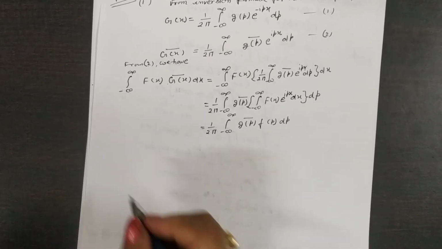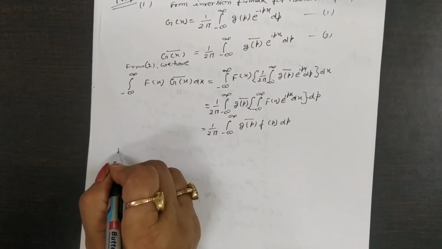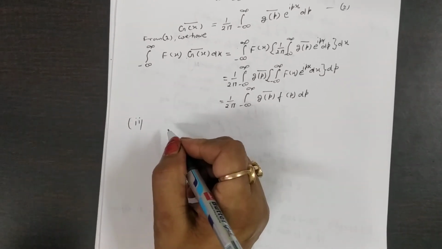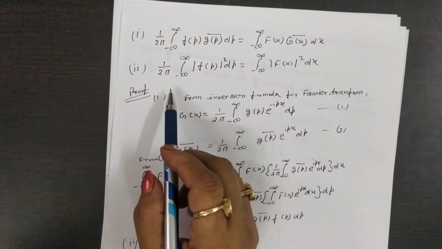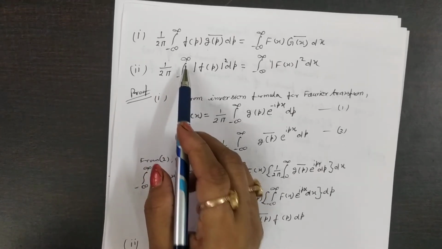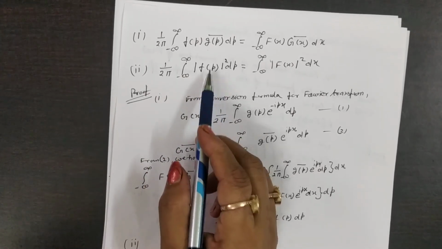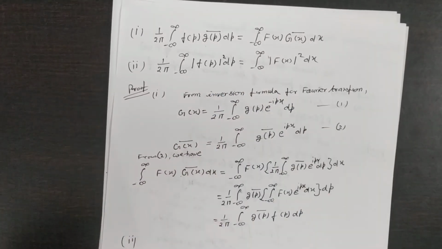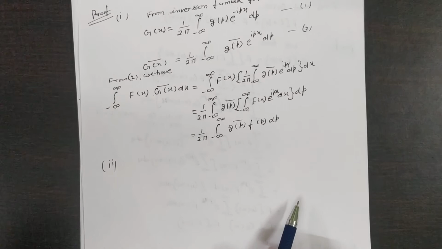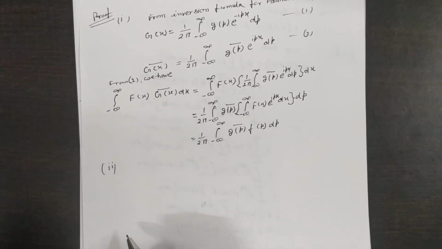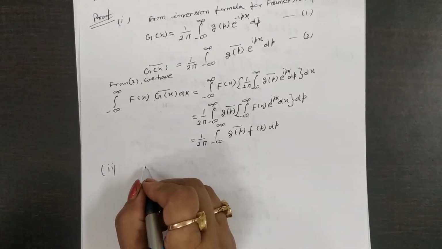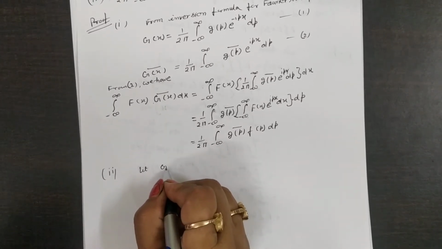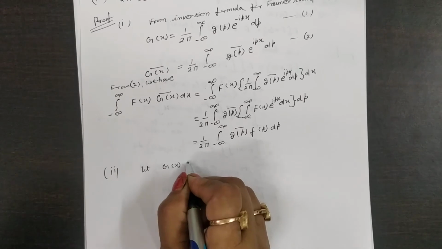Similarly, for the second property, the second identity, we have proved it. In the second identity, we prove that 1 by 2 pi, integral from minus infinity to infinity, mod of f(p) whole square is equal to the integral of mod of f(x) whole square. So, for the second identity, let us suppose that g(x) is equal to f(x).